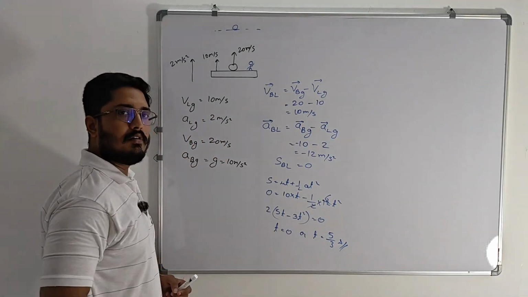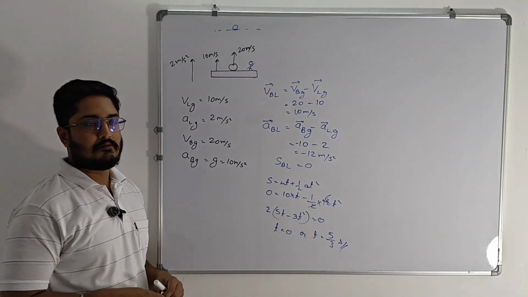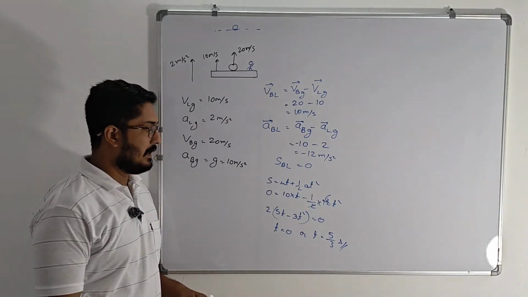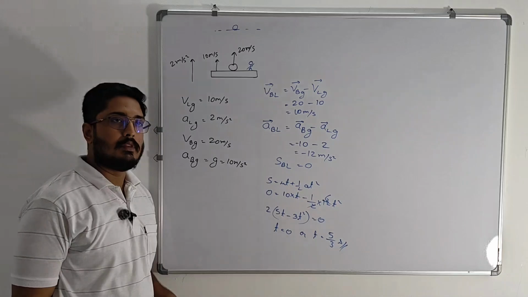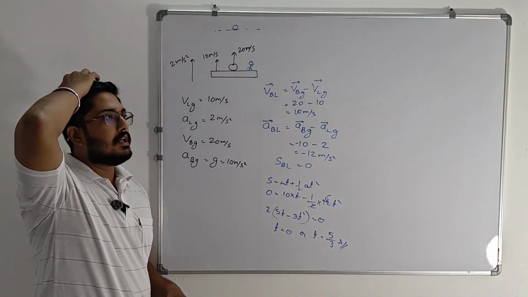Okay, t equal to 0, that's the initial case. So I already know that initially the ball was in contact with the lift. So that is an irrelevant answer, I don't need that. This is the relevant one. So the ball will again touch the lift in 5 by 3 seconds. Clear? Alright, so that was the first part.